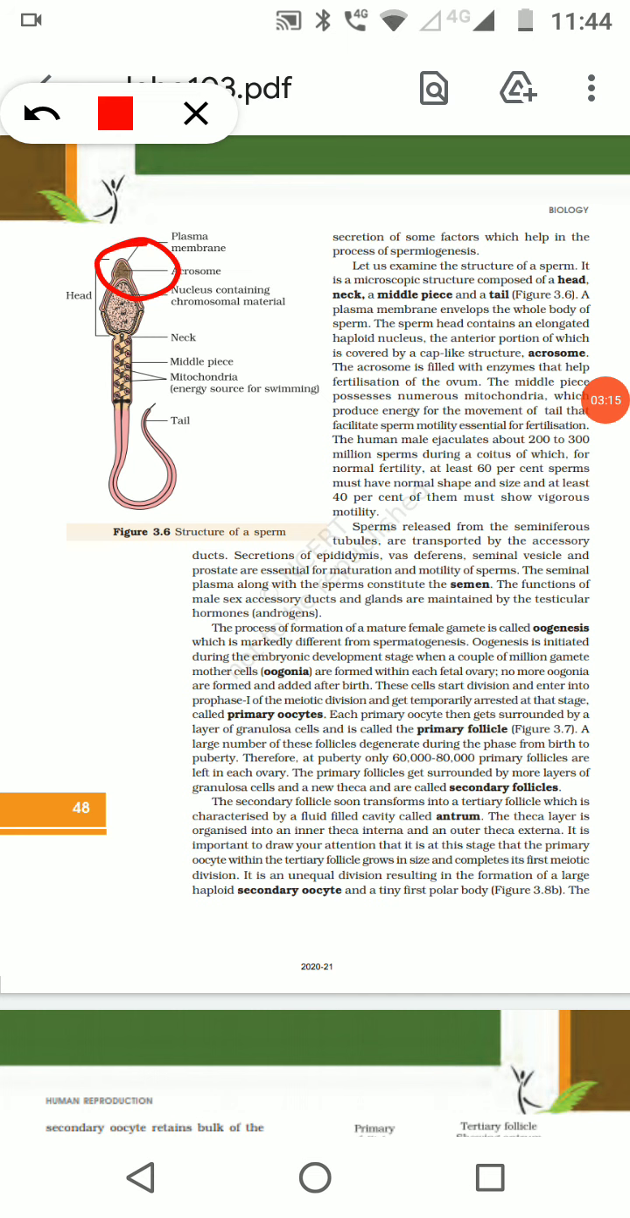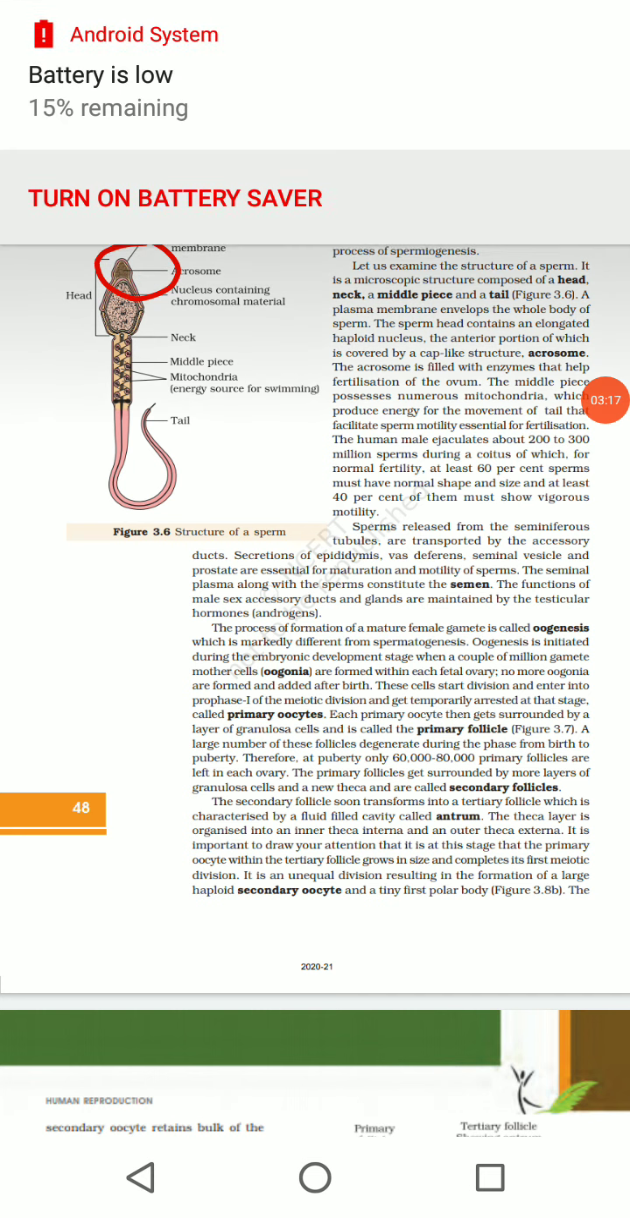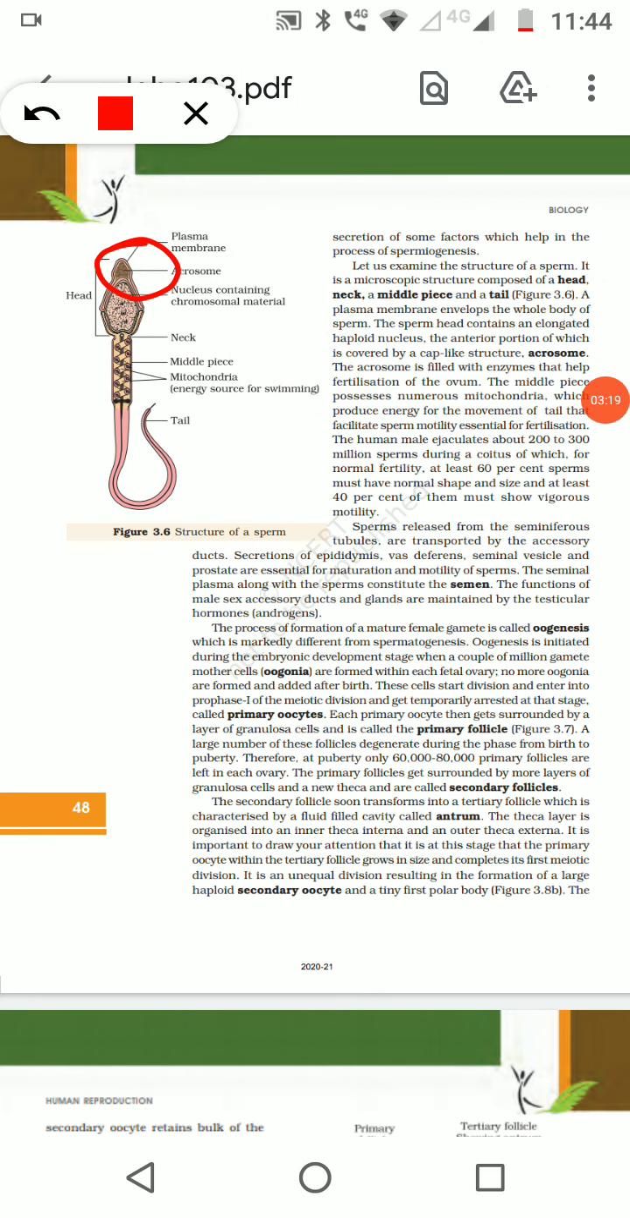Here we have the haploid nucleus which is present. The acrosome is filled with enzymes that help in fertilization. So this cap has the enzymes which are important for fertilization. Then we have the middle piece which has mitochondria in it. This mitochondria will produce energy for swimming, and then after that we have the tail.